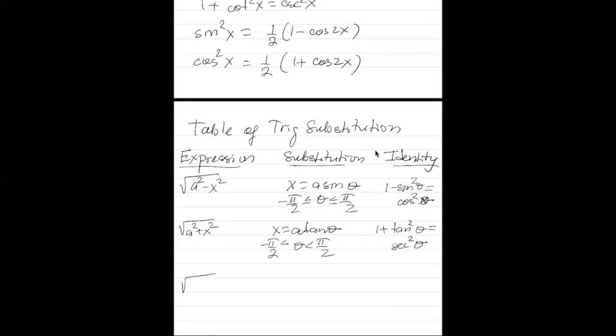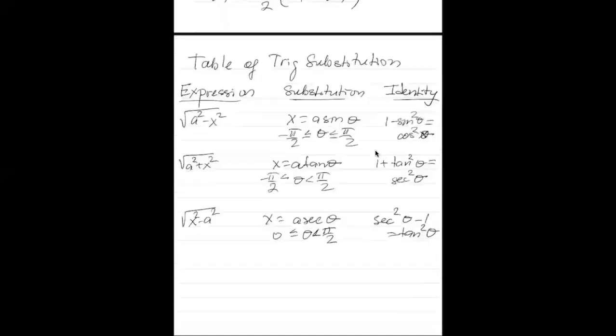And the third type is x squared minus a squared. We use the substitution x equals a secant theta. Here the angle theta is from 0 to pi over 2, or from pi to 3 pi over 2. The identity: secant squared minus 1 is equal to tangent squared theta.